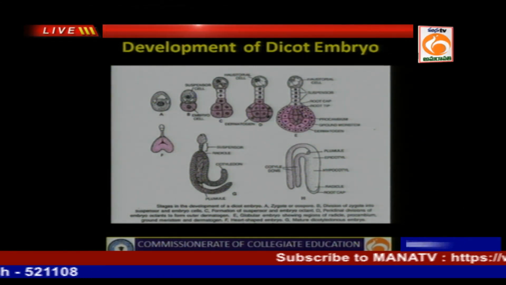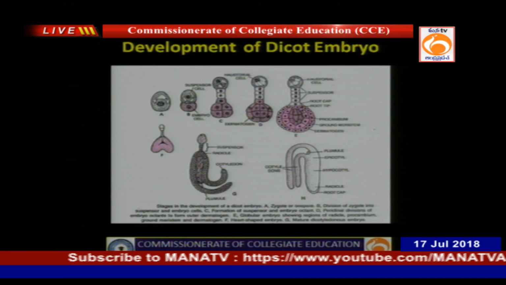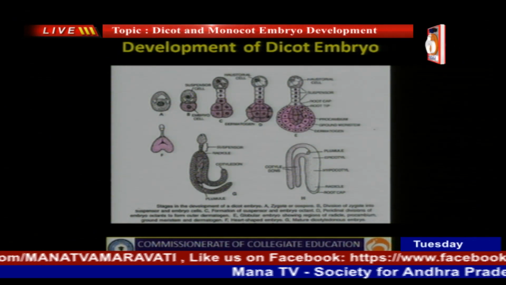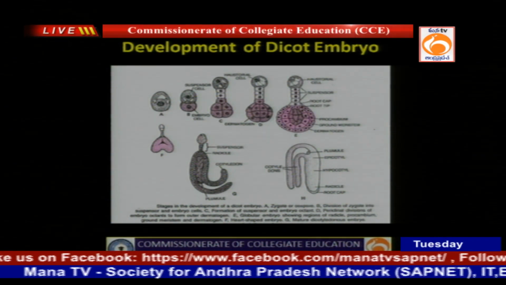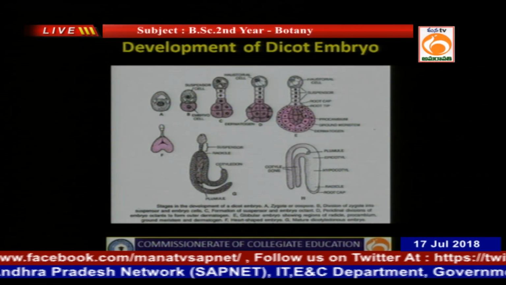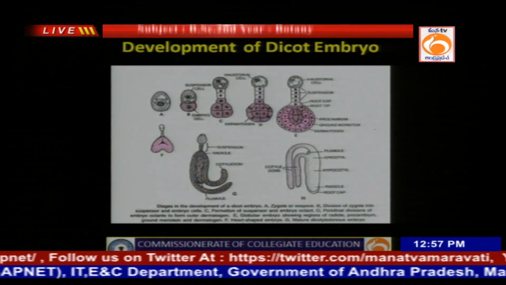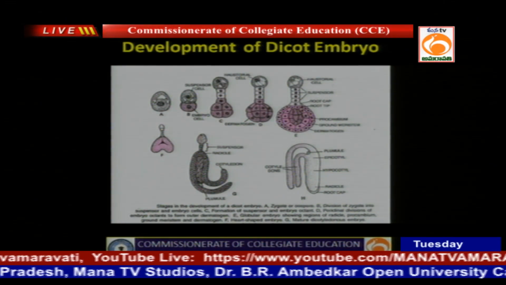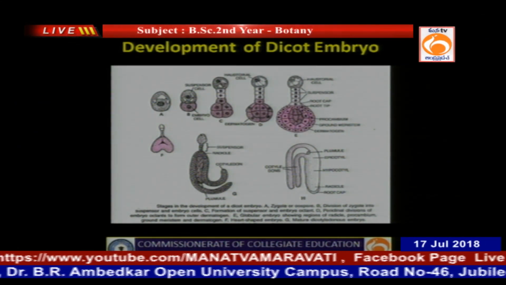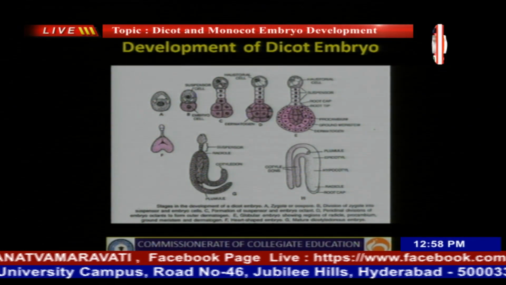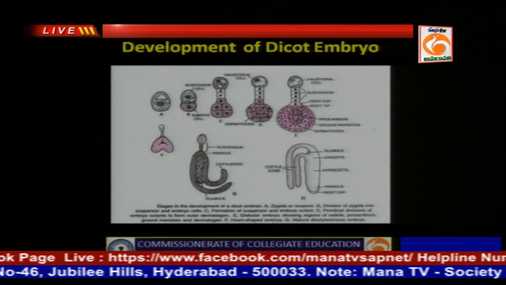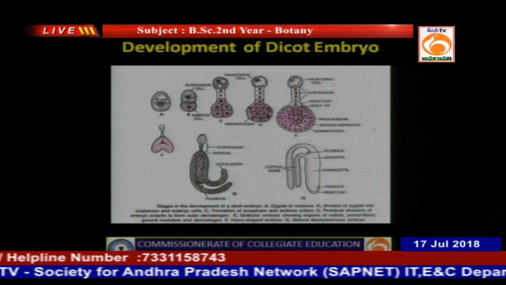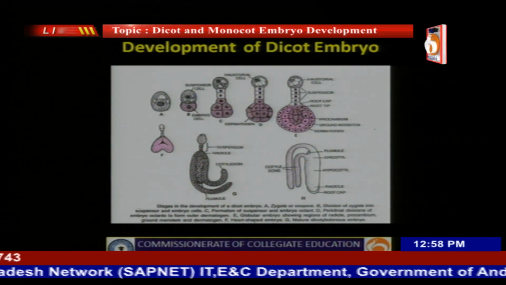this end of the suspensor cell which is towards the embryo side is called the hypophysis. That hypophysis forms the radicle or root tip part. The epibasal cell is forming the plumule and the hypobasal cell is forming the hypocotyl. Along with the plumule, the epibasal is also able to form the cotyledons. Next, after the octant stage, the 8 cells divide periclinally to form the dermatogen or protoderm.